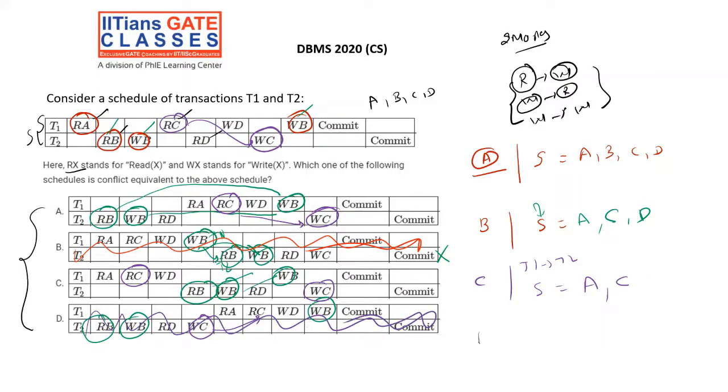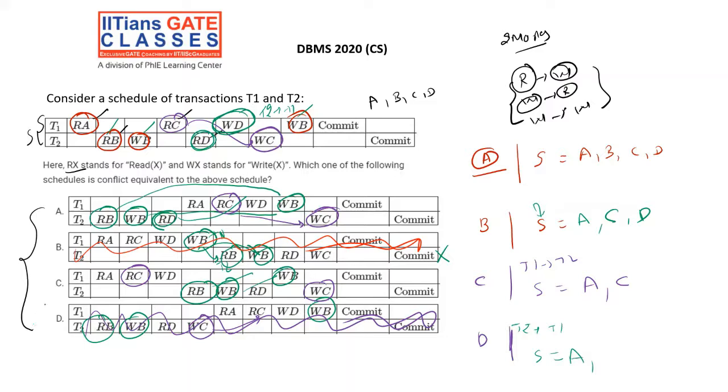Now check with the D data item. If we check with the D data item, you need to see how many operations of the D data item there are. This is a write operation, and this is a read operation. So the order of this is T2, then T1. T2, then T1, right? Now check with A and C options, because the B and D schedules are gone. Check with A. Here T2 RD, then WD. Yes, this is equal to A.